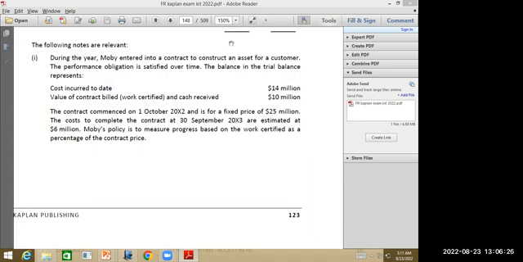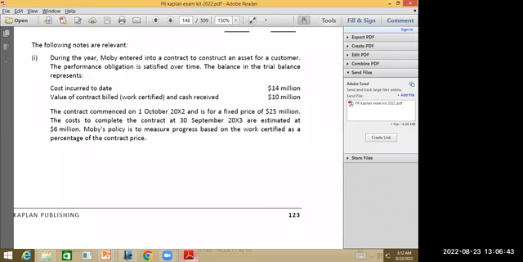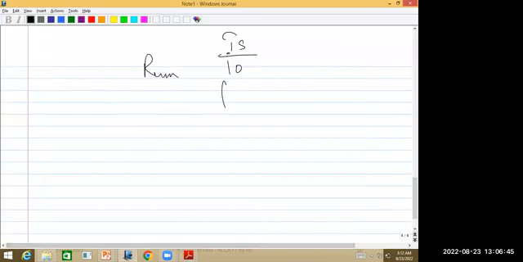So work certified to date is 10 million. So in the income statement, we need to book the revenue of 10 million. Cost incurred to date is 14 million. There will be a loss of 4 million that will be charged in the income statement.